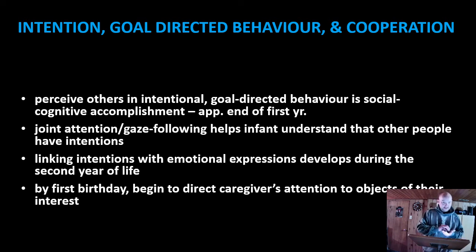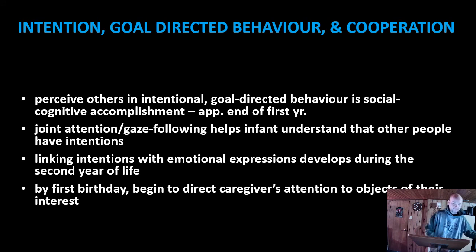The ability to link intention with emotional expression develops during the second year of life. The understanding of others' intentions and goals improves significantly during the second year. Infants react differently to adults who display expected versus unexpected emotional responses to them. So when babies do something that's supposed to be funny and you react by laughing, they're more likely to see that as familiar, as you responded in a way that makes sense to their model.